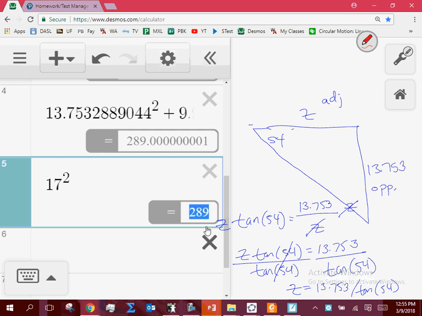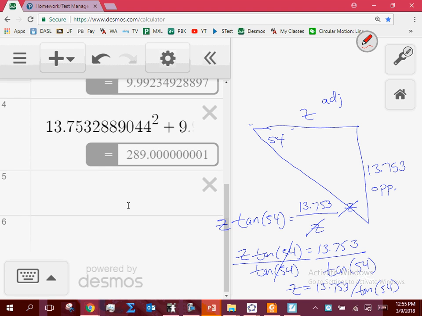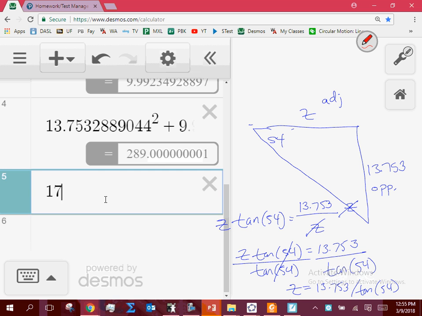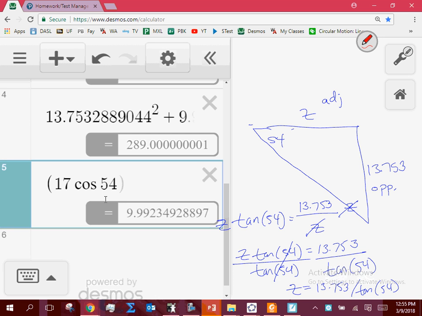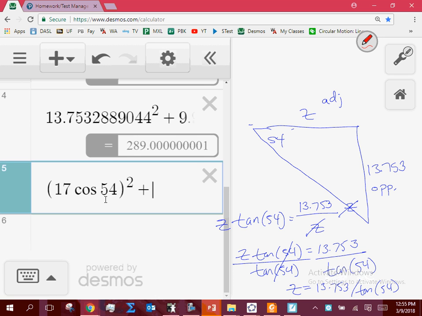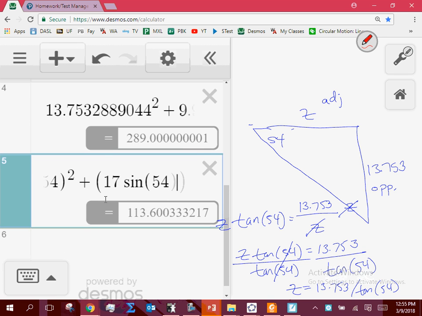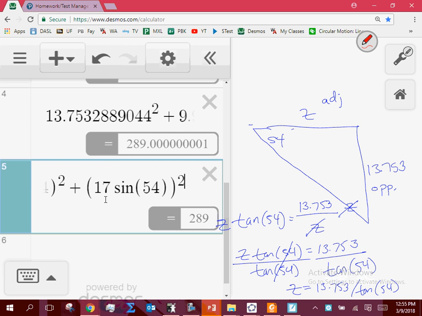If I want to eliminate rounding error, okay, we could do this. Was it 17 cosine of 54, one side length? And that's the exact value, right? So square that. Add to it 17 sine of 54. That was the other side length, right? Square that. Absolutely no rounding error because I never used a rounded value, right? There's no compounded rounding error. It's all exact values. So that's where I get the 289 exactly.